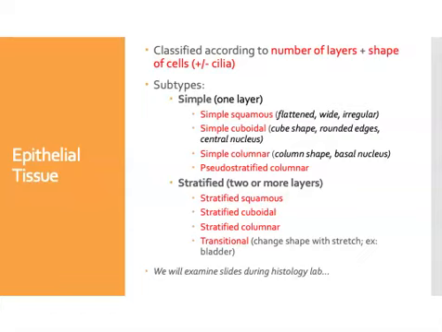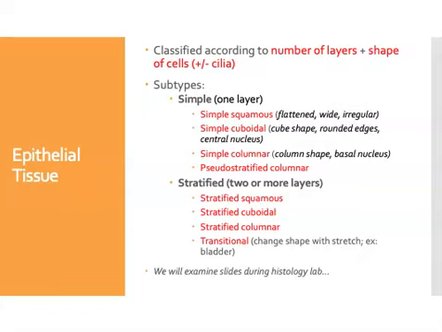Now, when it comes to the stratified epithelium, there are very similar shaped cells involved. There is stratified squamous. Those are, again, the flattened, sort of irregular looking cells. Stratified cuboidal, stratified columnar, and then a type that we refer to as transitional epithelium. Transitional epithelium gets its name because the shape of the cells are actually changeable. They actually change and adapt to stretch.